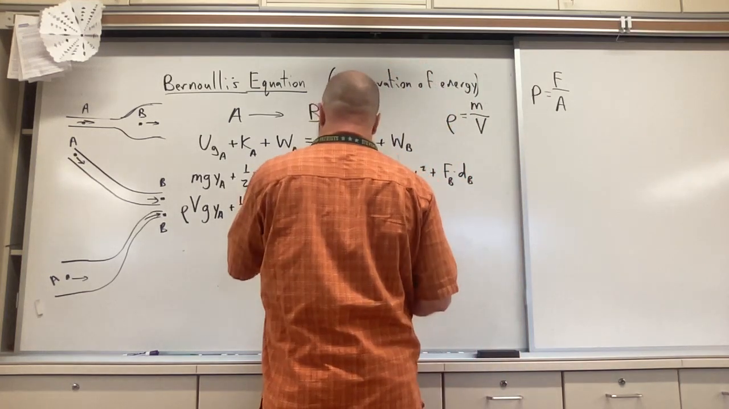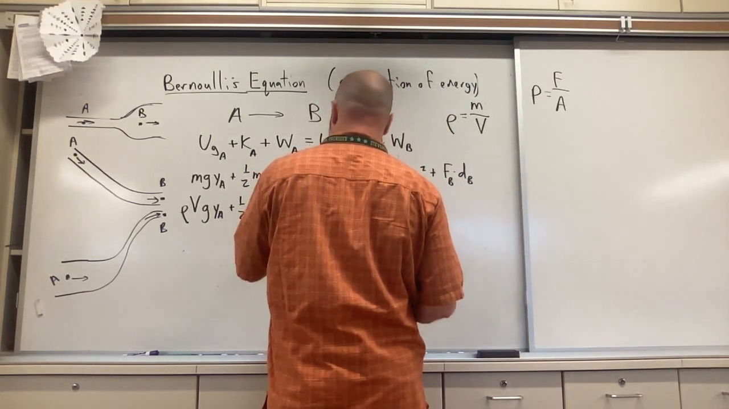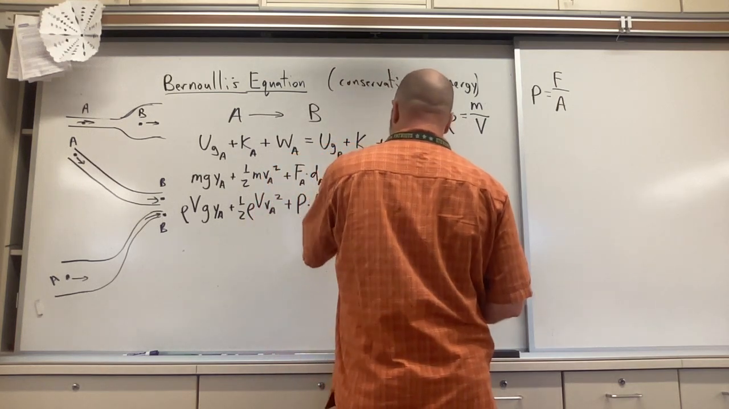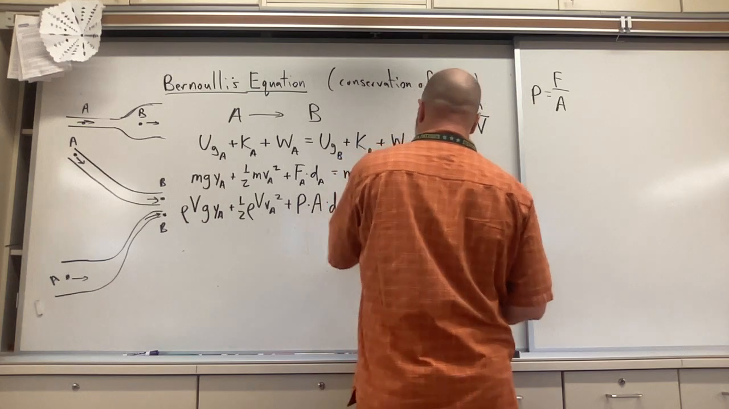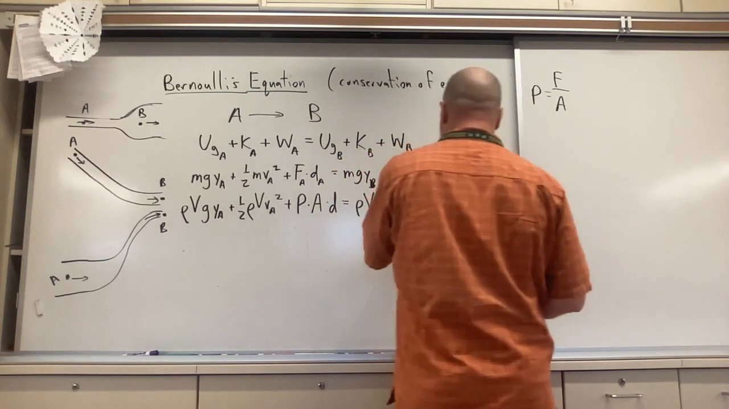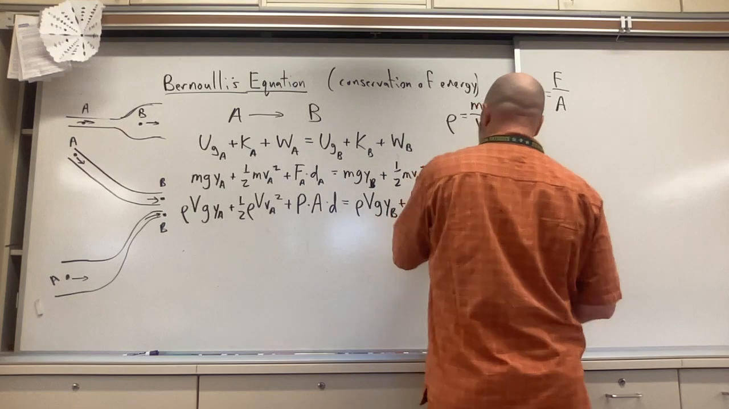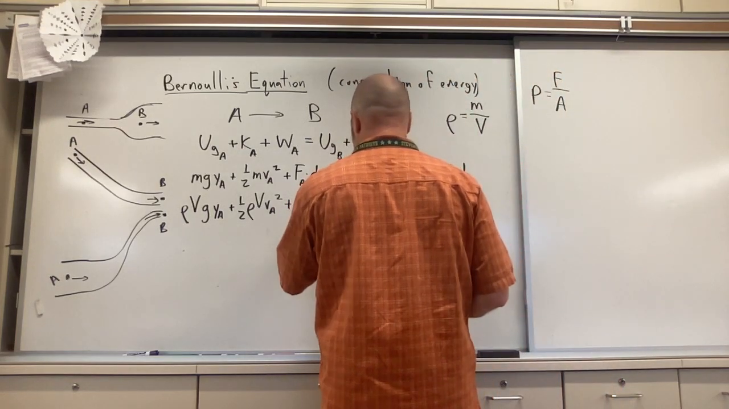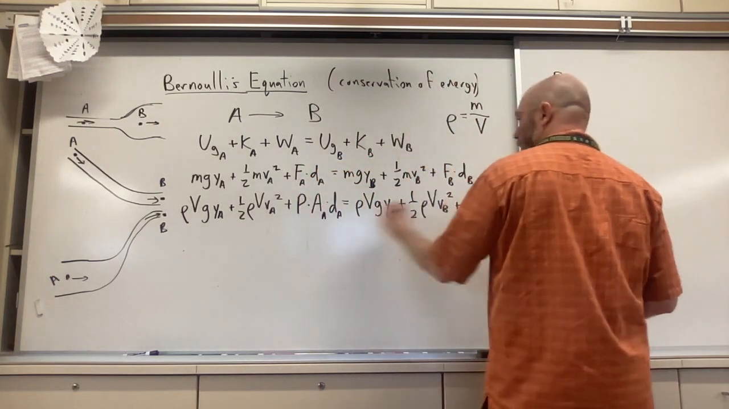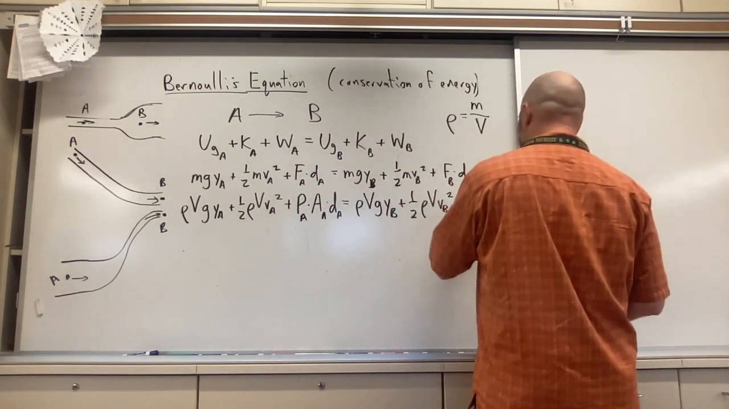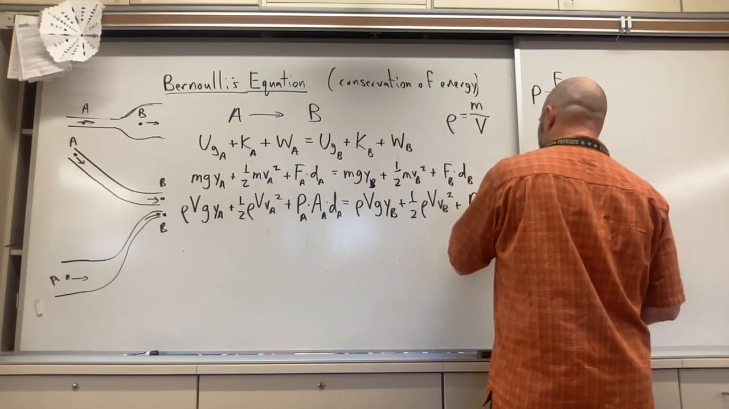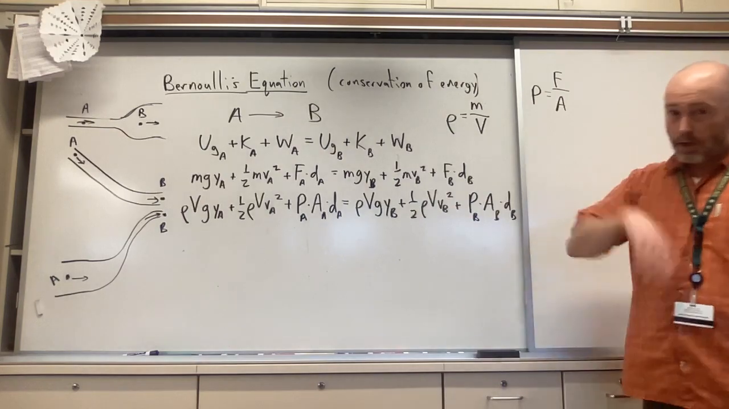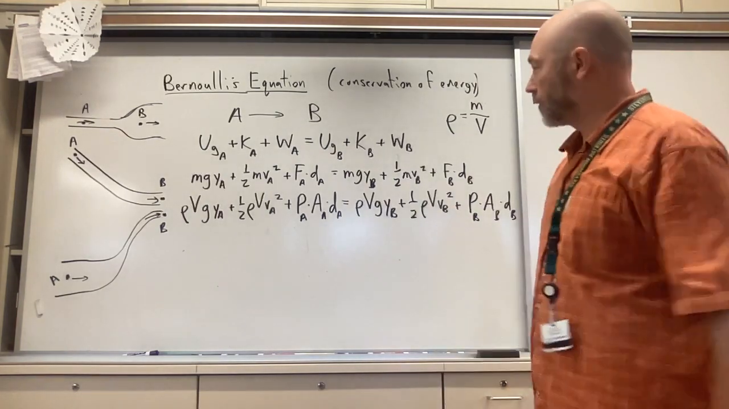So I get pressure times area times d equals rho V g yB plus 1/2 rho V vB squared plus pressure, this would be all at A, okay, pressure at B times the area at B times d. Woo! That was a lot of writing. I'm getting tired. I'm going to have to stretch afterwards.